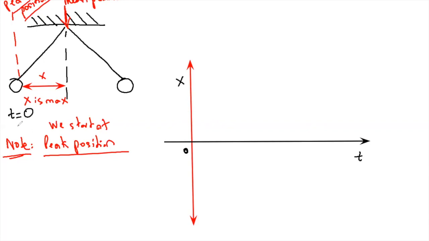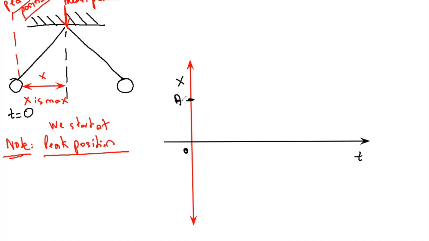At time equal to 0, is my x the minimum or is it the maximum? It's the maximum, right? I just said it's the maximum. Look at this, time is equal to 0, x is max. Exactly. So x is going to be max. So I can say that this is my amplitude, right?